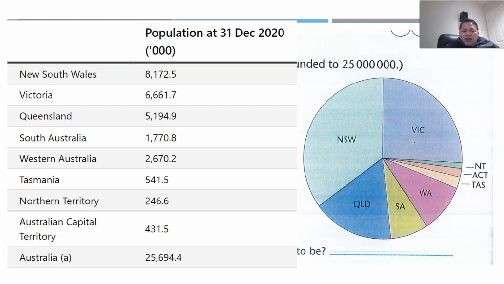Even though the numbers may not be that accurate, maybe because this book was printed much earlier than 31st December 2020, that's the reason why there might be some difference. But in terms of size, Northern Territory is the smallest based on the statistics collected by the government, and in the book it is also the same. Followed by ACT, then Tasmania, then South Australia, Western Australia, Queensland, Victoria, and then New South Wales, right in that order.